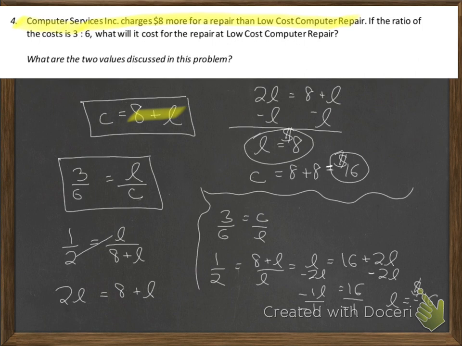Hopefully you can see that really does not make sense in the context of the problem. That's like they're paying you in order to fix your computer instead of you paying them to fix your computer. That doesn't make sense at all. So if you try doing it that way, you can see that it's definitely wrong and incorrect. You have to have the L, which we know is the cheaper option, on the top, and we know that the more costly option, 8 plus L, has to be on the bottom.